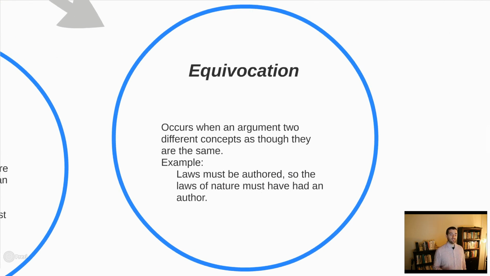Finally, there's equivocation. Equivocation occurs when an argument uses two different concepts as though they are the same. Typically, this occurs because those two concepts have the same word for them. So something like: laws must be authored, so the laws of nature must have had an author. This is a somewhat poetic allusion to the idea of God as creator, right?